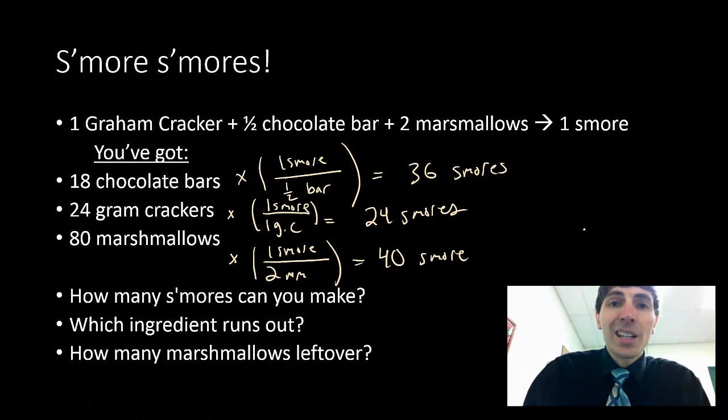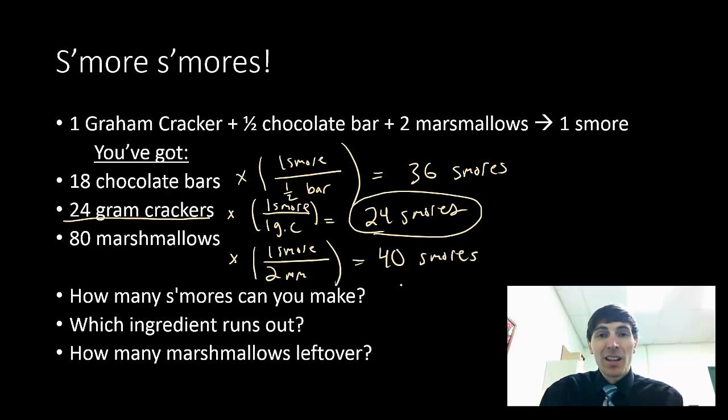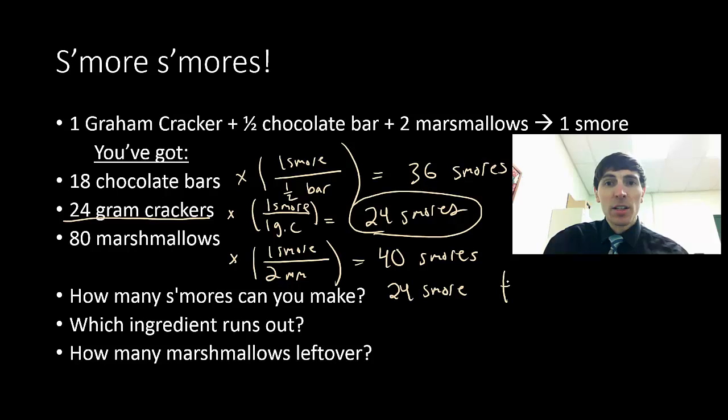So the question becomes, can I really make all of these numbers of s'mores? The obvious answer is no, I cannot, because as soon as I've made 24 s'mores, my graham crackers have run out, and I can't make any more. So I really can only make 24 s'mores. How many can we actually make? 24, because I run out of graham crackers. We call this amount of product that we can make in a reaction our theoretical yield.